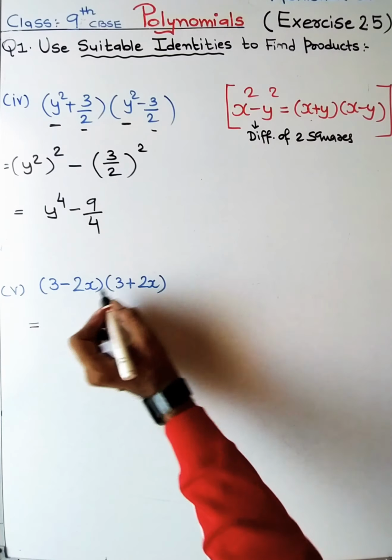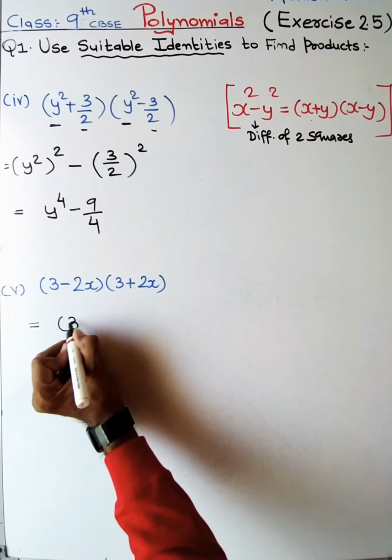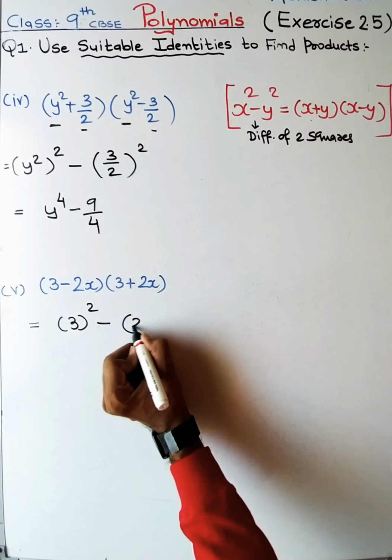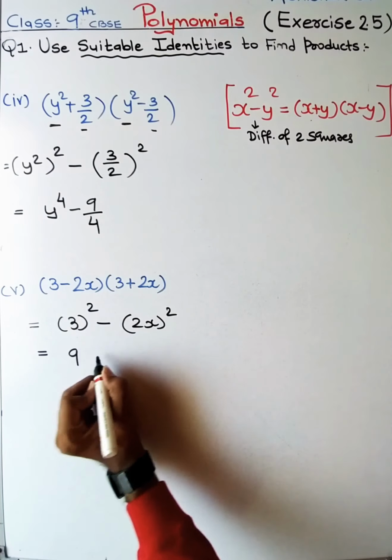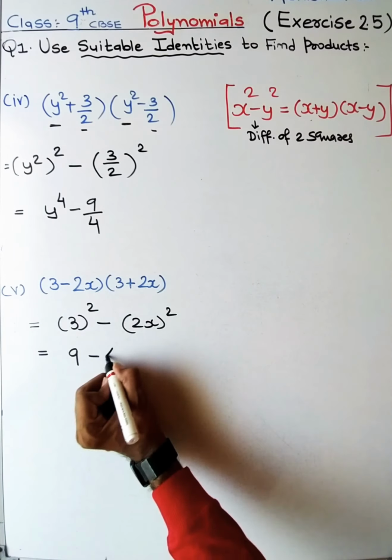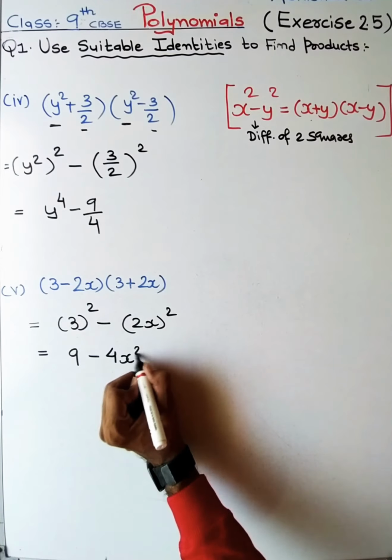Same with this question. We have 3 minus 2x, 3 plus 2x. So first term square minus the second term square. So that will be 3 square 9 minus 2 square is 4, x square is x.